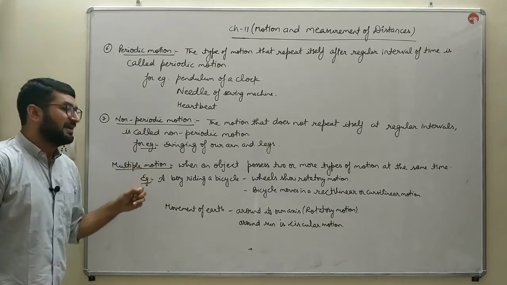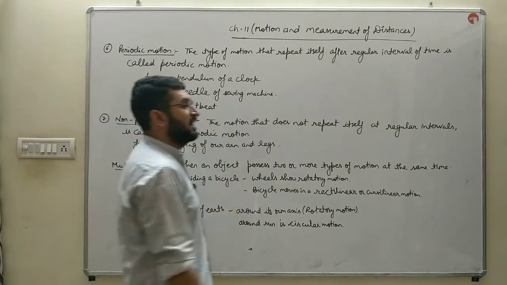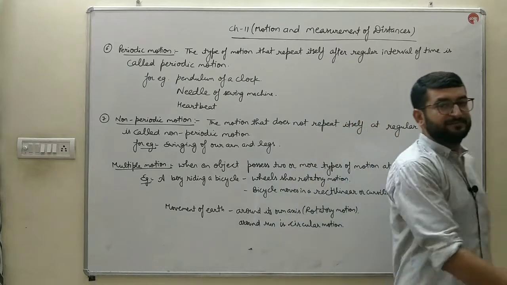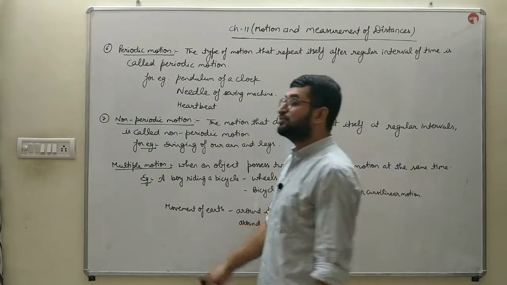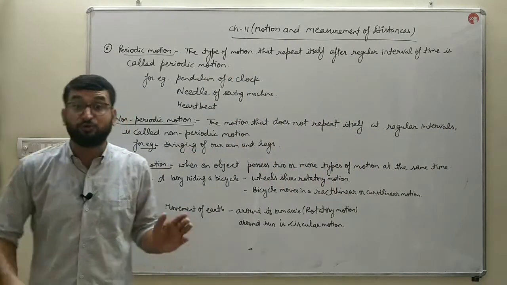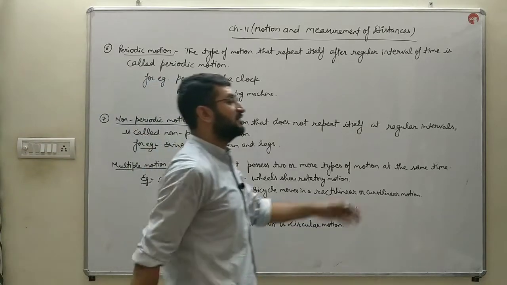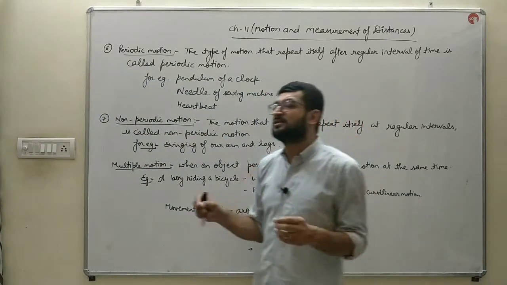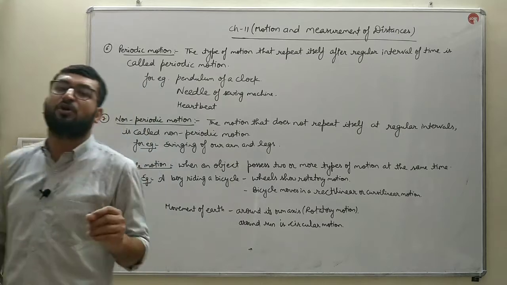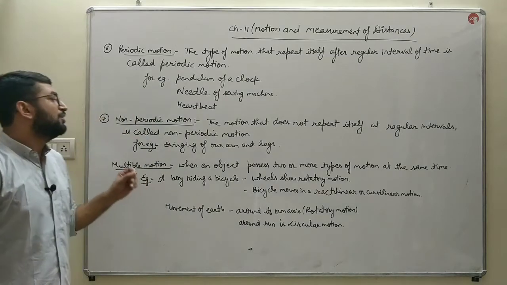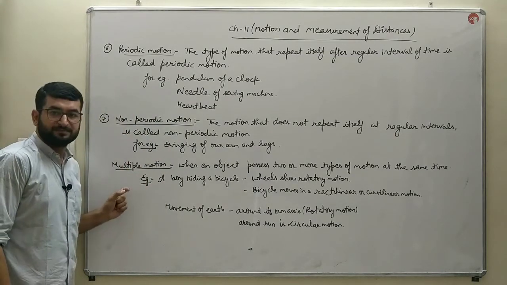For example, when I am walking, the swinging of my arm and leg. When I swing my arm, that is not periodic. That is repetitive motion. I keep on repeating it, but still that is not an example of periodic motion. This example is a non-periodic motion.